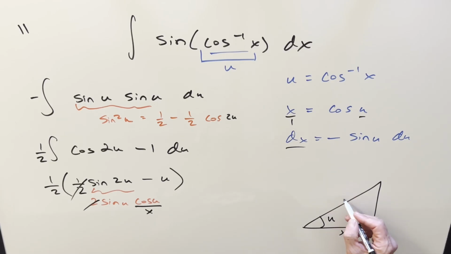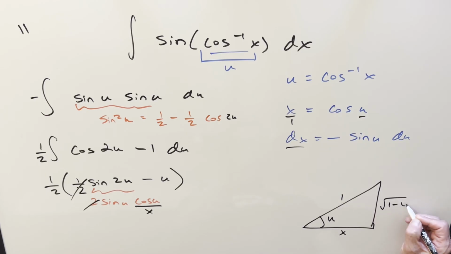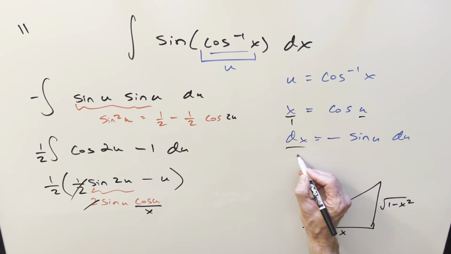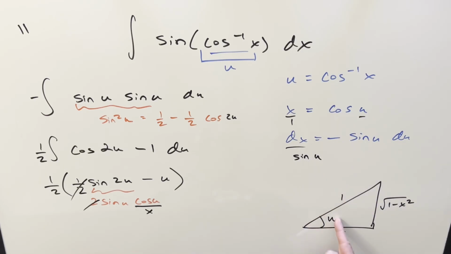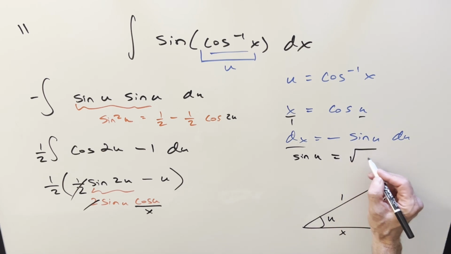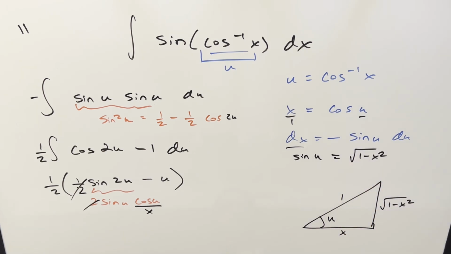So we can do x, we can do 1. What's going to happen here with the Pythagorean theorem, third side is going to be square root 1 minus x squared. So our sine u value here is going to be opposite over hypotenuse, or just square root 1 minus x squared. So plugging back in, we have everything we need.